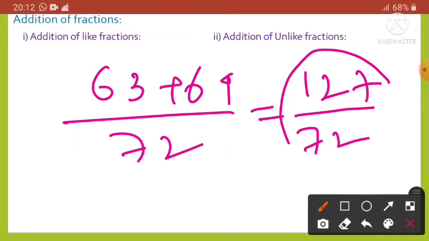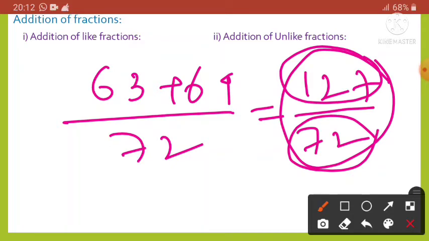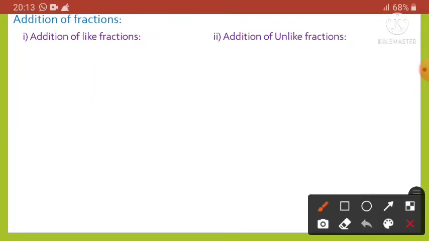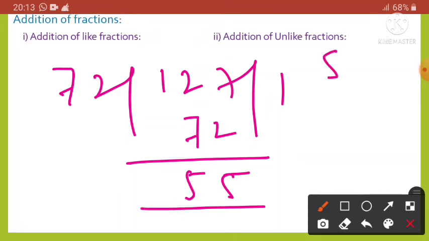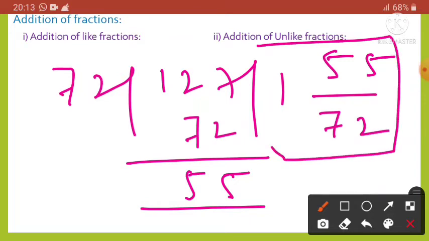Okay, so it is an improper fraction because the numerator is greater than the denominator, so we can also convert it into a mixed fraction. So how can we do this? We have to divide 127 by 72. So if we divide it, okay, here is the remainder. Then we can write the improper fraction as a mixed fraction, 1 into 55 by 72.